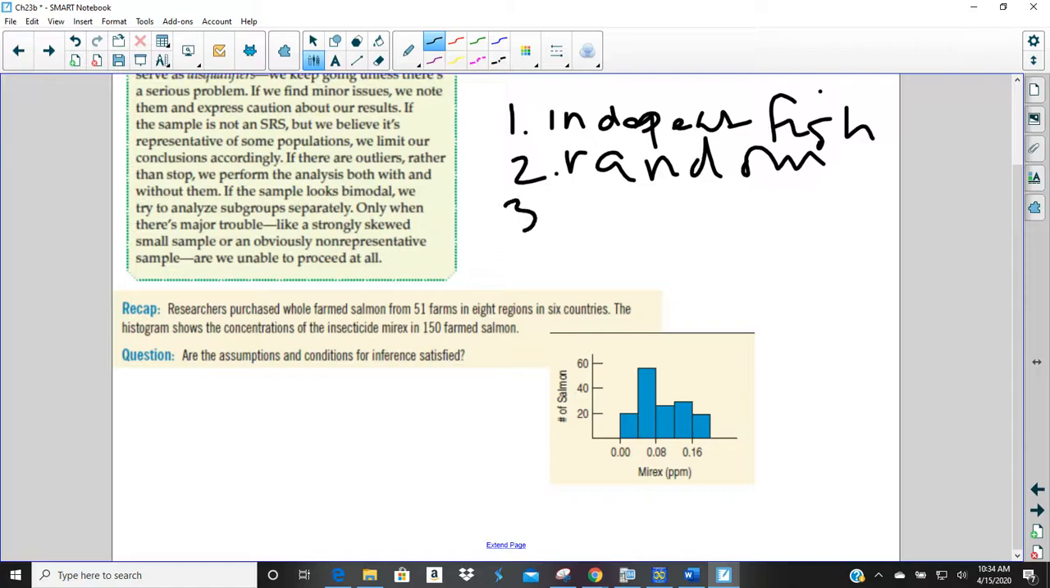That's random. 3, is 150 fish less than 10% of the population? Absolutely. 150 is less than 10% of salmon population.